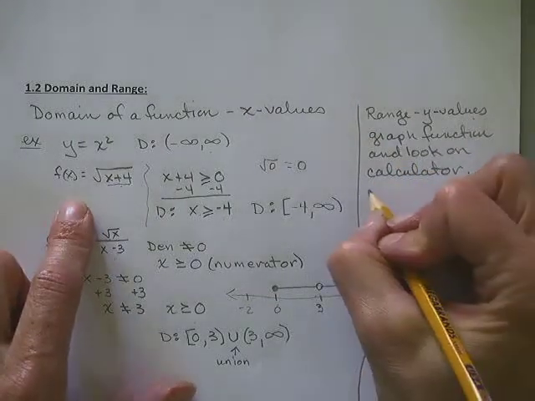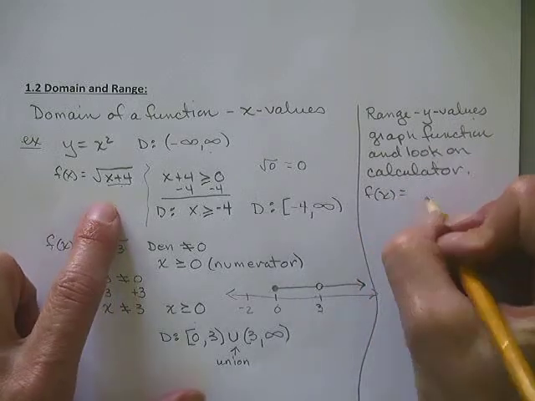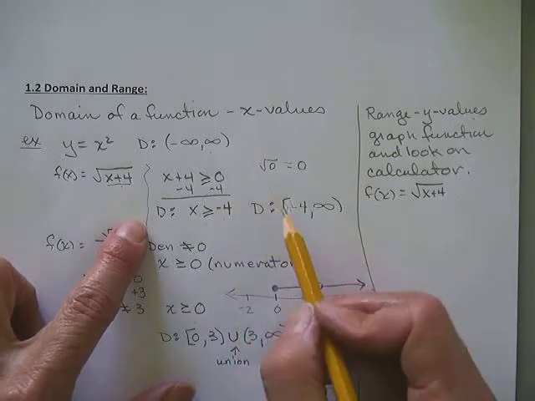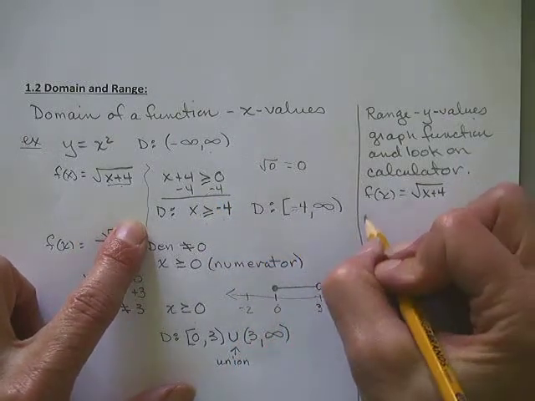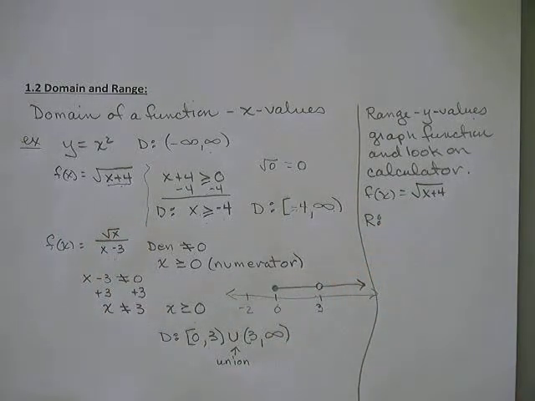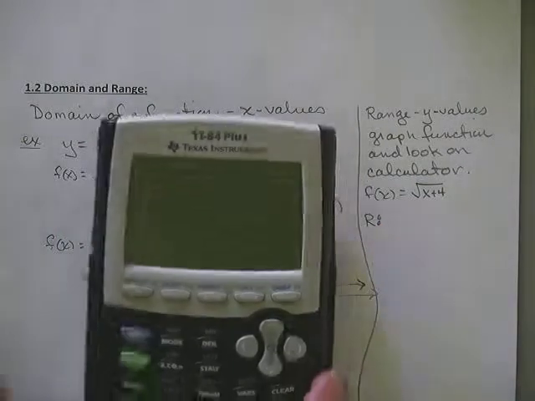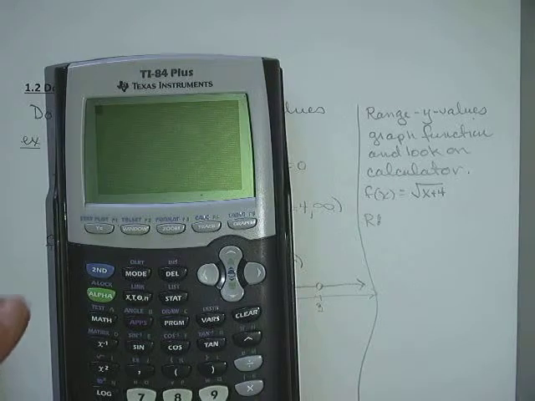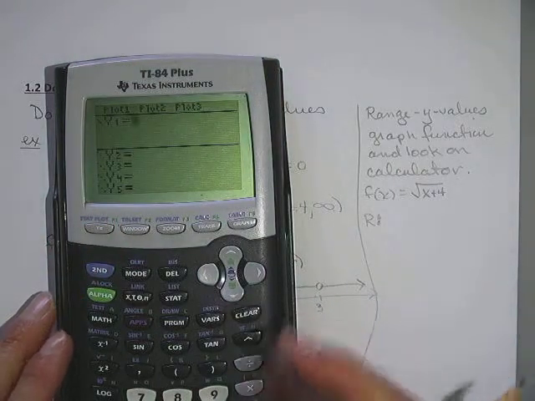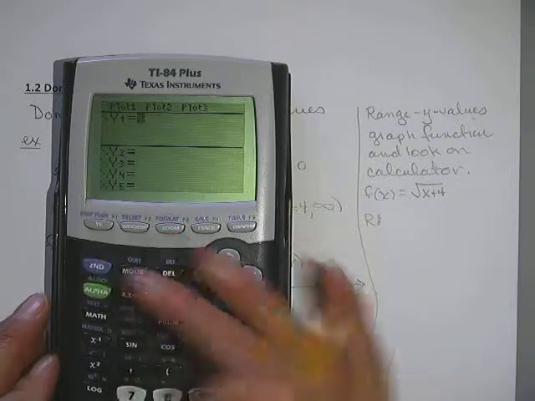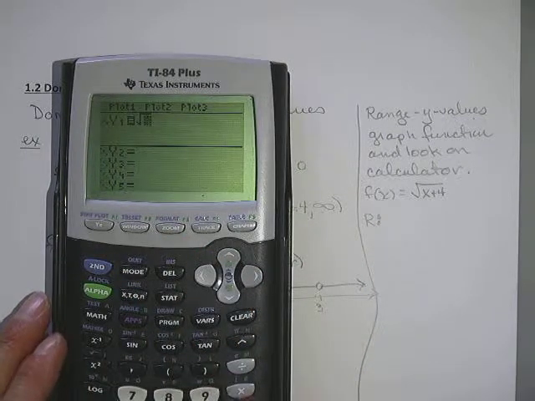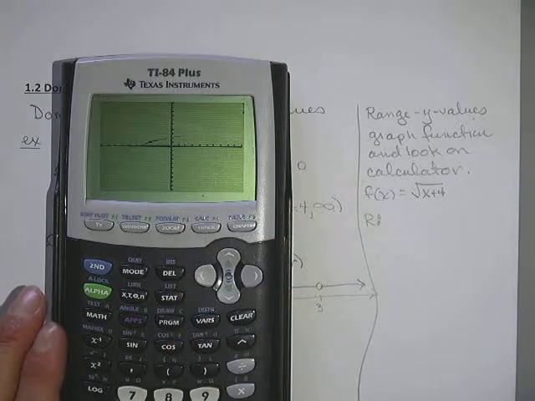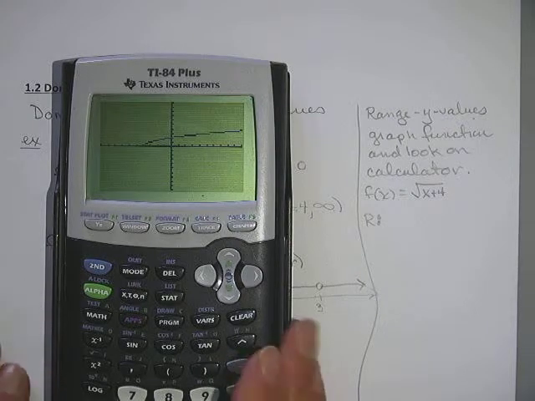Okay? For example, let's graph this function. f of x equals the square root of x plus 4. We already know from over here that the domain is from -4 to infinity. So what is the range? Like I said, what I would do in this case is get out my calculator, turn it on, and enter the square root of x plus 4. And we would take a look at it.